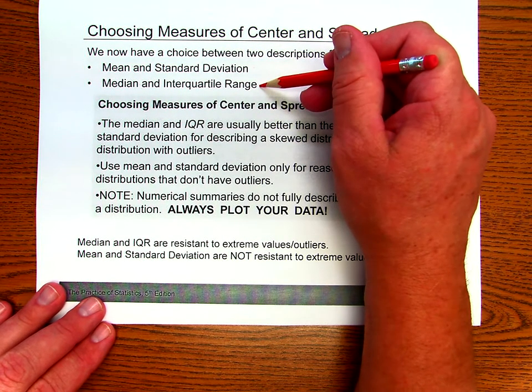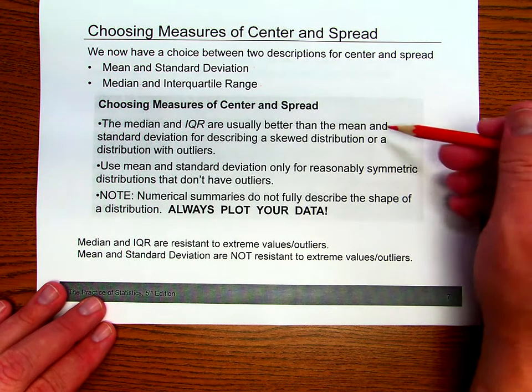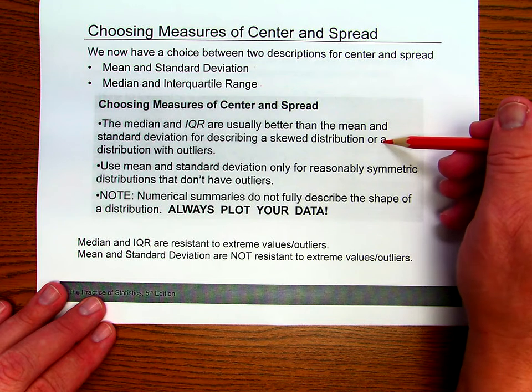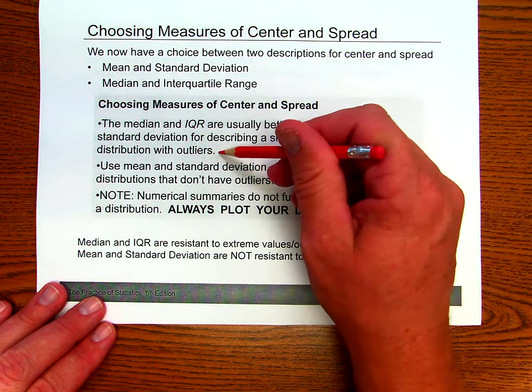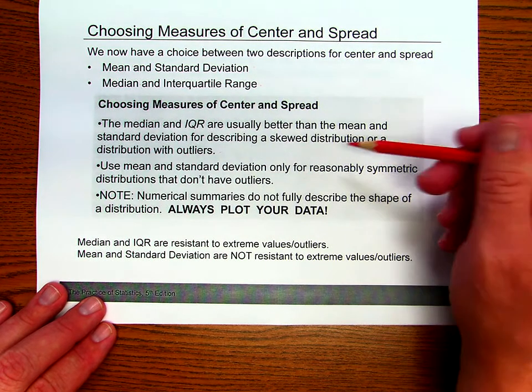Now, in terms of which is better when, the median and IQR are usually better than the mean and standard deviation for describing a skewed distribution or a distribution with outliers. We want to use the mean and standard deviation only for reasonably symmetric distributions that don't have outliers.